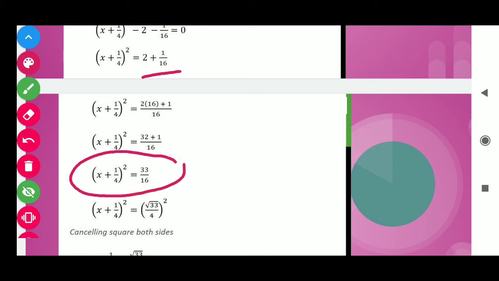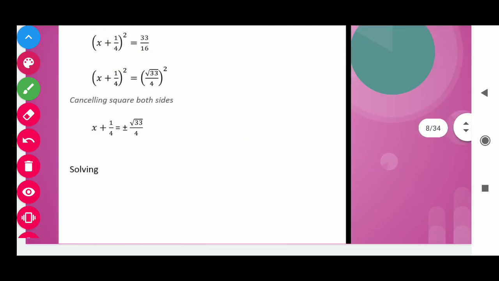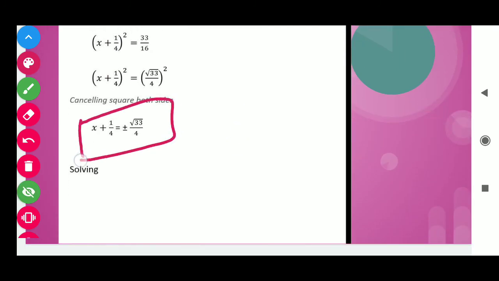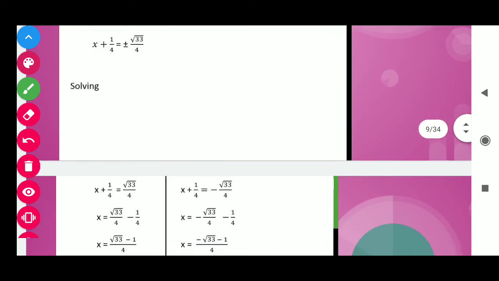Now students, 33 is not the perfect square. So in this way we will write under root 33 over 4 whole squared. So square to square will cancel out, but we will apply the plus minus sign in the right hand side. So students, you can see here plus minus sign in the right hand side. Now first take positive sign, then take negative sign. In this way we get the two answers.